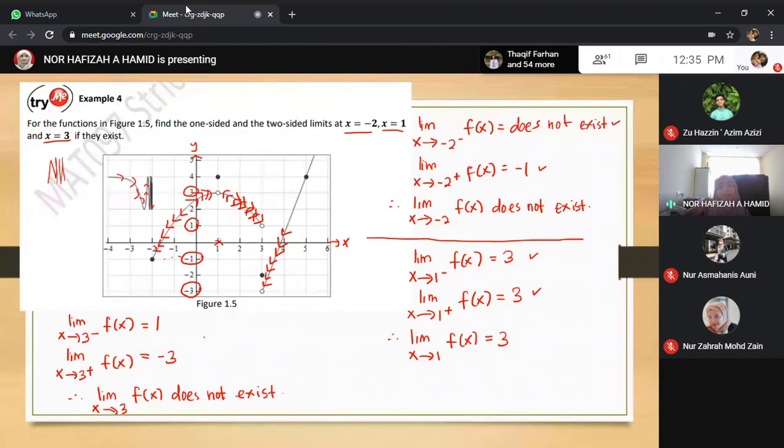Okay. So the value is different. From the left is 1 and from the right is negative 3. Okay, so the two-sided limit does not exist. Okay, so this is the method: how you determine a limit based on a graph.